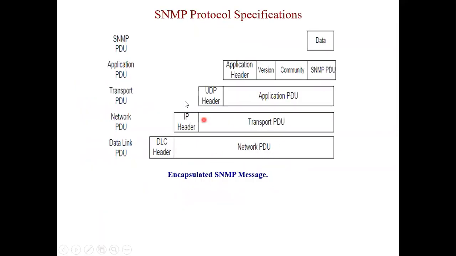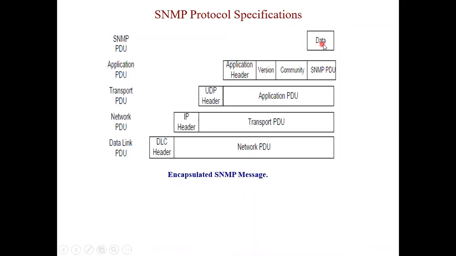So how is message encapsulation done? The SNMP PDU, meaning I have data. Out of those 5 messages, I have one of them as data. At the application layer, I have the version, community, and this SNMP PDU data, and the application layer will add one application header. You have seen all this in your OSI. Every layer, from the application to the physical layer, attaches its own header. The same way it is happening here.